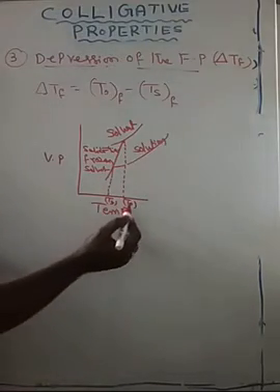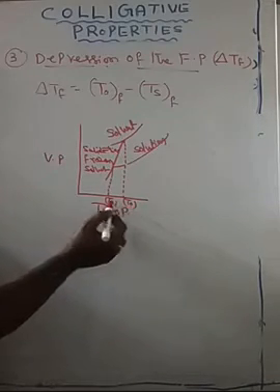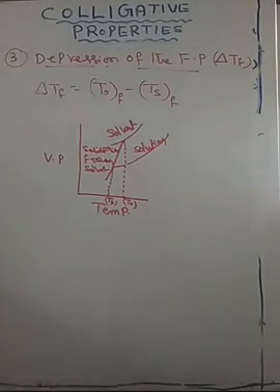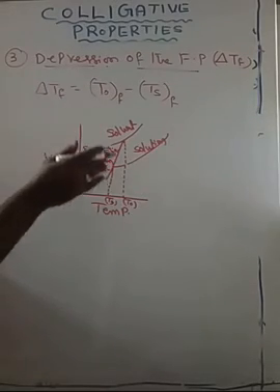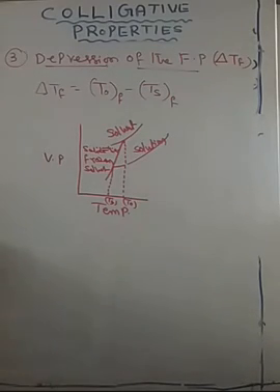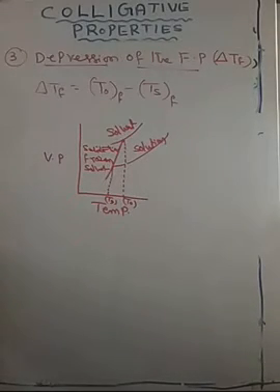So which is more here? The freezing point temperature of the solvent is more than that of the solution. The difference between the freezing point of the solvent and the solution is called the depression of the freezing point. That means when a non-volatile solute is dissolved in the solvent, the freezing point temperature decreases. That decrease in temperature is called depression. Depression means decreasing.